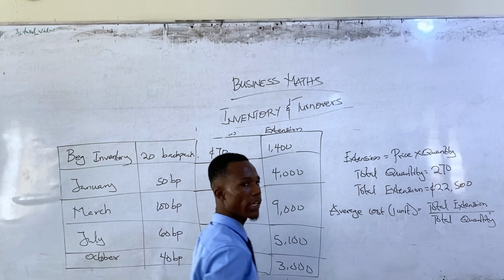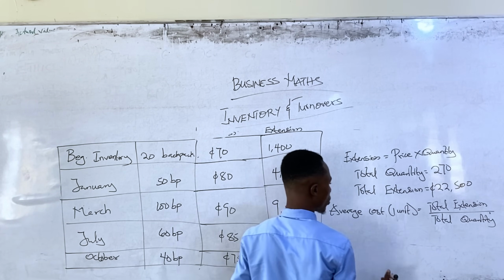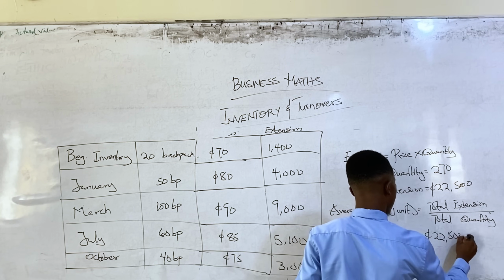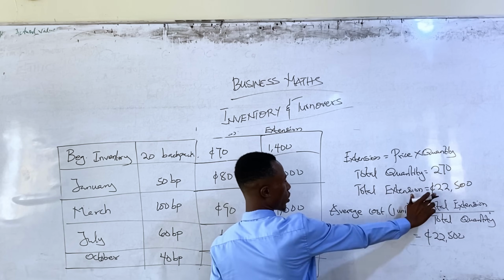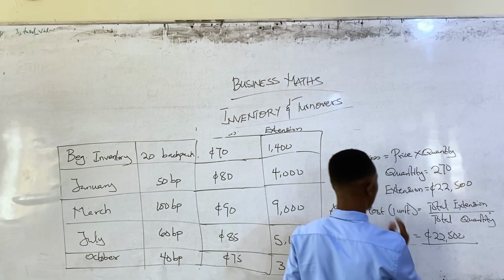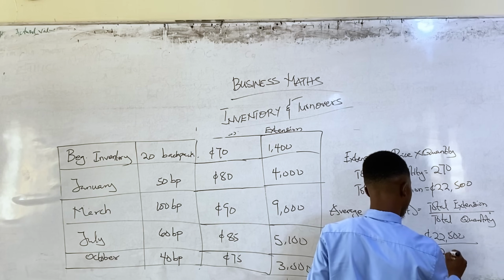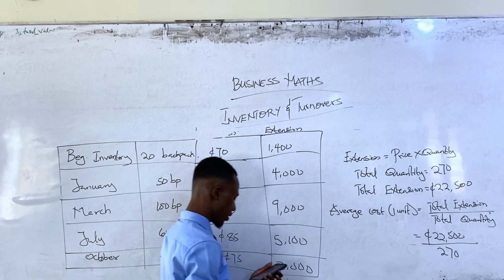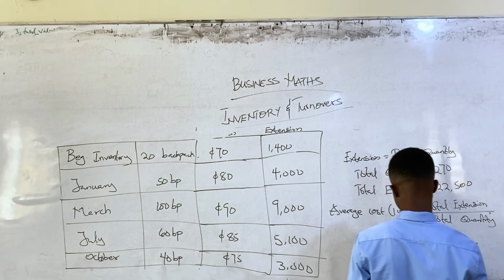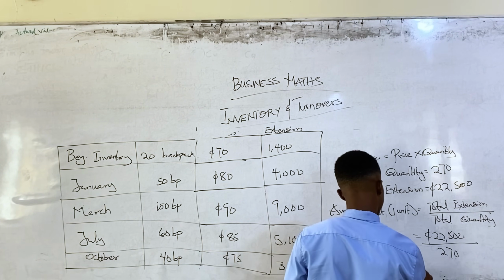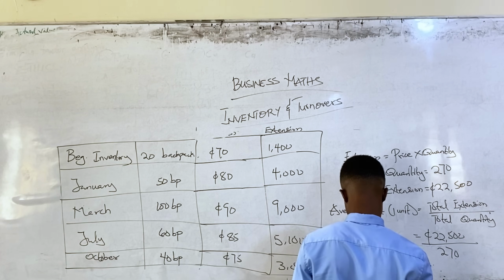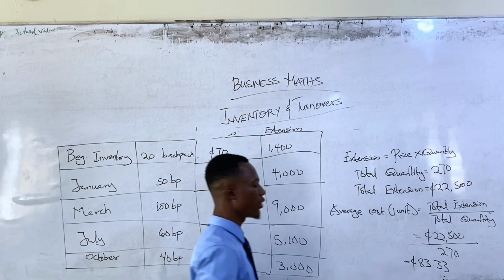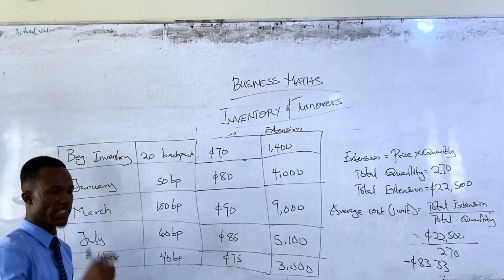So now what is the total extension here? The total extension is 22,500. So we say 22,500 as our total extension. Then we divide it by our total quantity, which is 270. When you divide it by 270, you are going to get 83.33. So this is the average cost for one item.